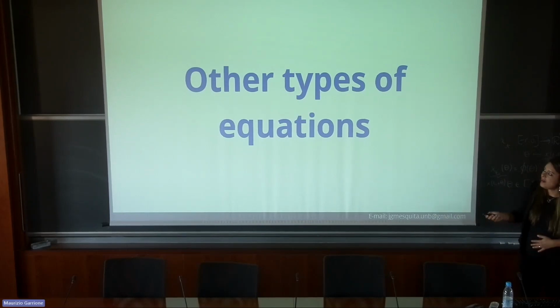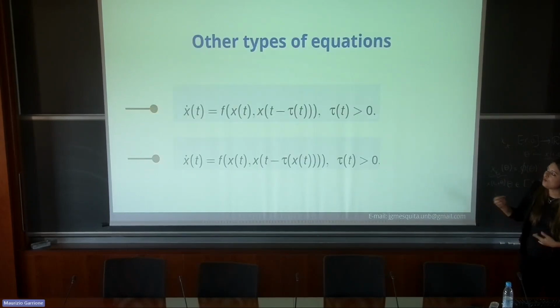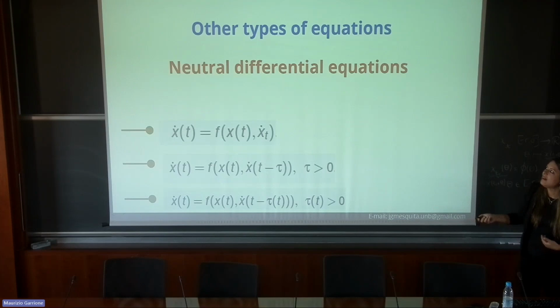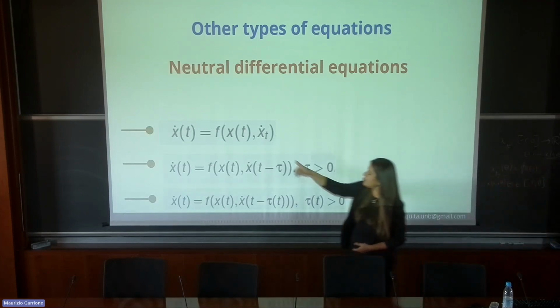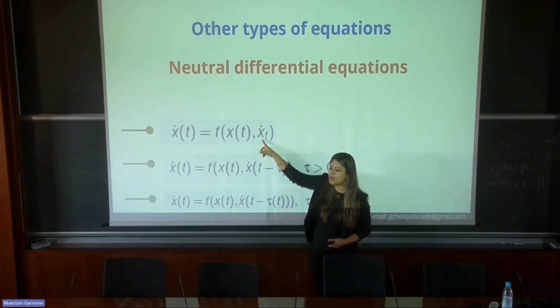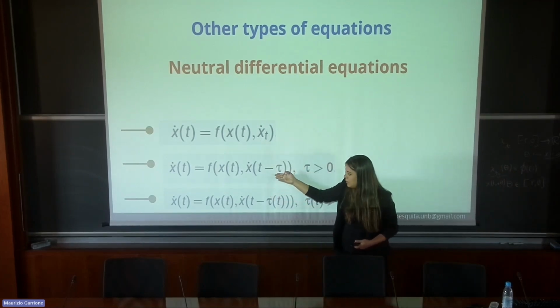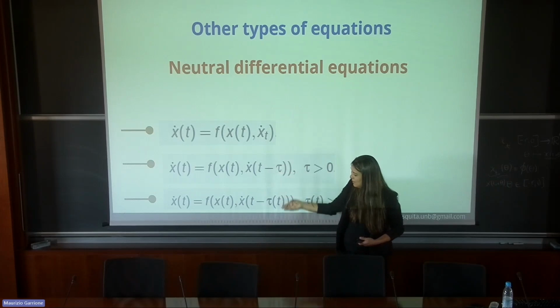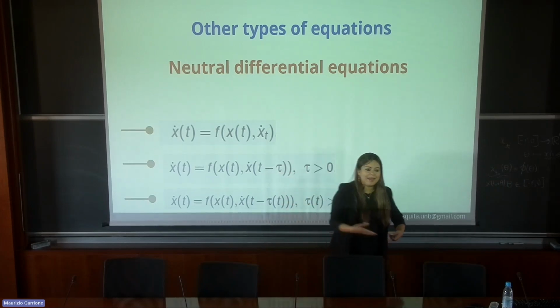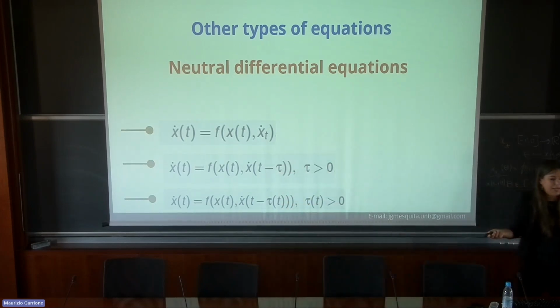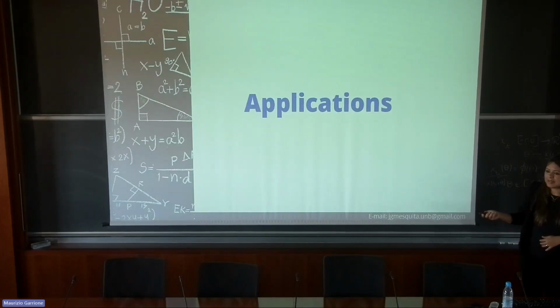Only to mention that, of course, we can have many more types of equations, like time-dependent delays, state-dependent delays, and also the neutral type. So again, the same, but now with the derivative here. And this one we saw before, with constant delays, and also time-dependent delays and state-dependent delays. We can have all of them.